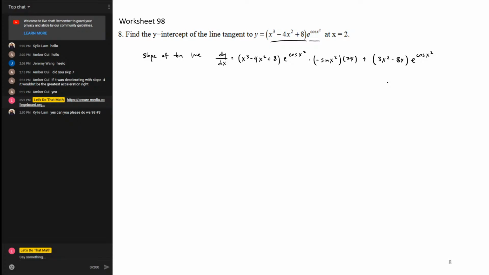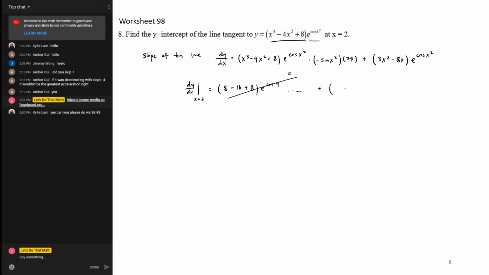Is there even anything we can do here? I mean, probably just plug in 2 now, right? It doesn't really look that nice. So if I plug in 2, what can we do? We can say that's going to be 8 minus 4 times 4 is 16, and then plus 8. So that's a 0, right? So that actually makes this whole thing 0. And so I don't even need to finish the rest of it, right? And then I have this plus. So this whole thing becomes 0.